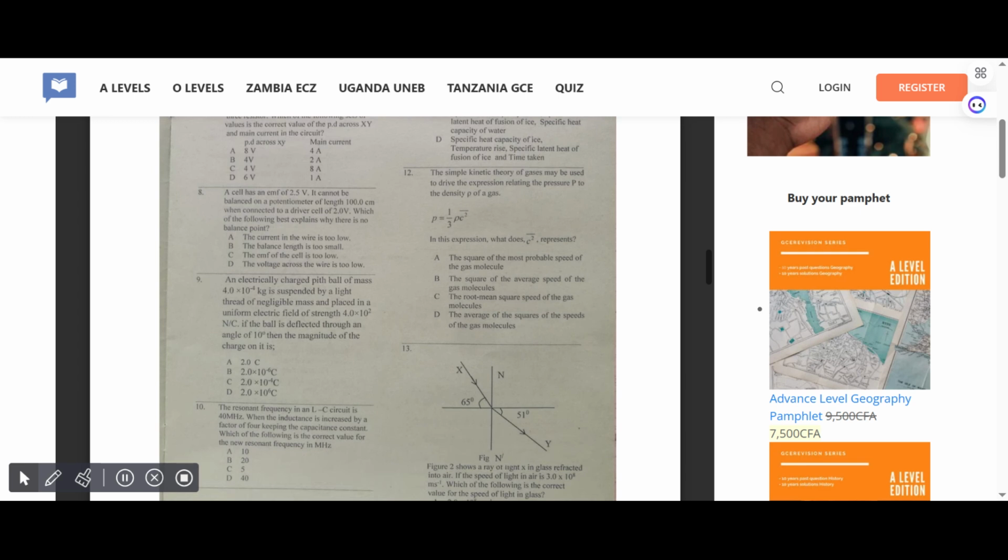Question 12. The simple kinetic theory of gases may be used to derive the expression relating the pressure P to the density ρ of a gas. The correct answer for 12 is D.